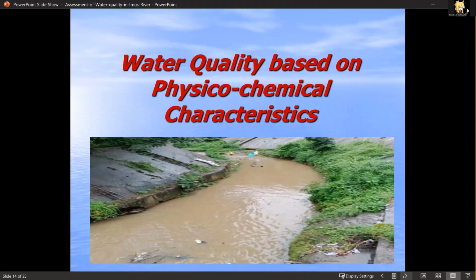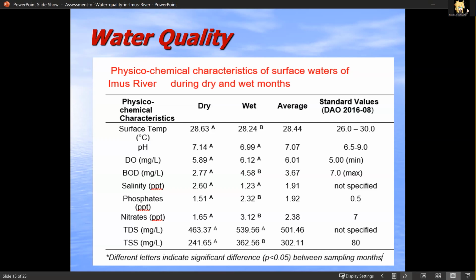The water quality based on physical-chemical characteristics. Okay, so as you can see on the table, the different letter indicates significant difference. So as you can see on the table, there is a significant difference between dry and wet. So from 28.63, it has now become 28.24. For the pH 7.14. So there is a significant difference between the surface temperature, significant difference between the biological oxygen demand of the dry and wet, significant difference between the phosphates, the nitrates, and even the TSS, or the total suspended solid.